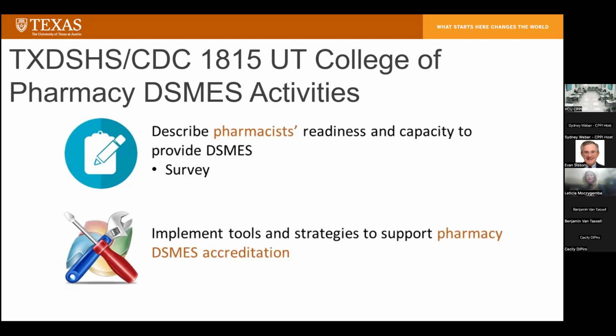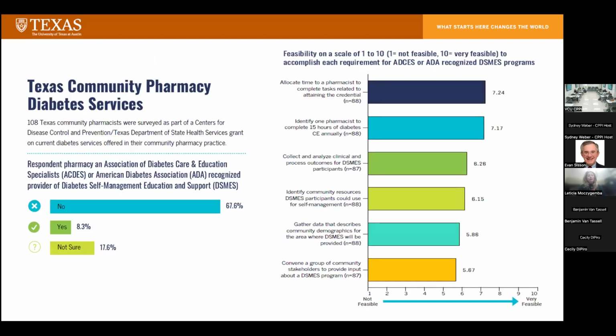And so one of the things that we initially did in our work plan was to say, we need to get a pulse for what pharmacists even know about DSMES. Would they have the readiness and capacity to provide DSMES before we could figure out how to implement tools and strategies to support DSMES accreditation? And so that's what we did. We conducted this survey in the summer of 2020, and we know COVID was going on at that time, so that was a challenge in terms of getting people engaged to participate in the survey.